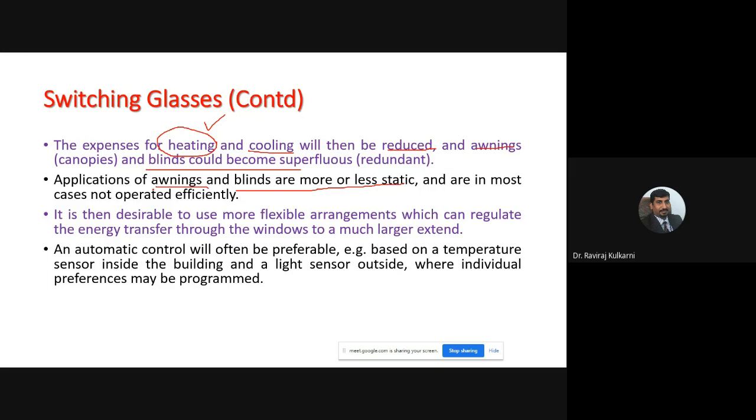An automatic control will often be preferable, based on a temperature sensor. You can use a temperature sensor, and you set the temperature. If the temperature is more than 25 degrees Celsius, it switches on, and the glass should become colored. If the temperature is less and we want more light to enter, then it should automatically switch. The temperature sensor is attached to the switch. You don't have to regulate it using buttons; it automatically regulates itself.